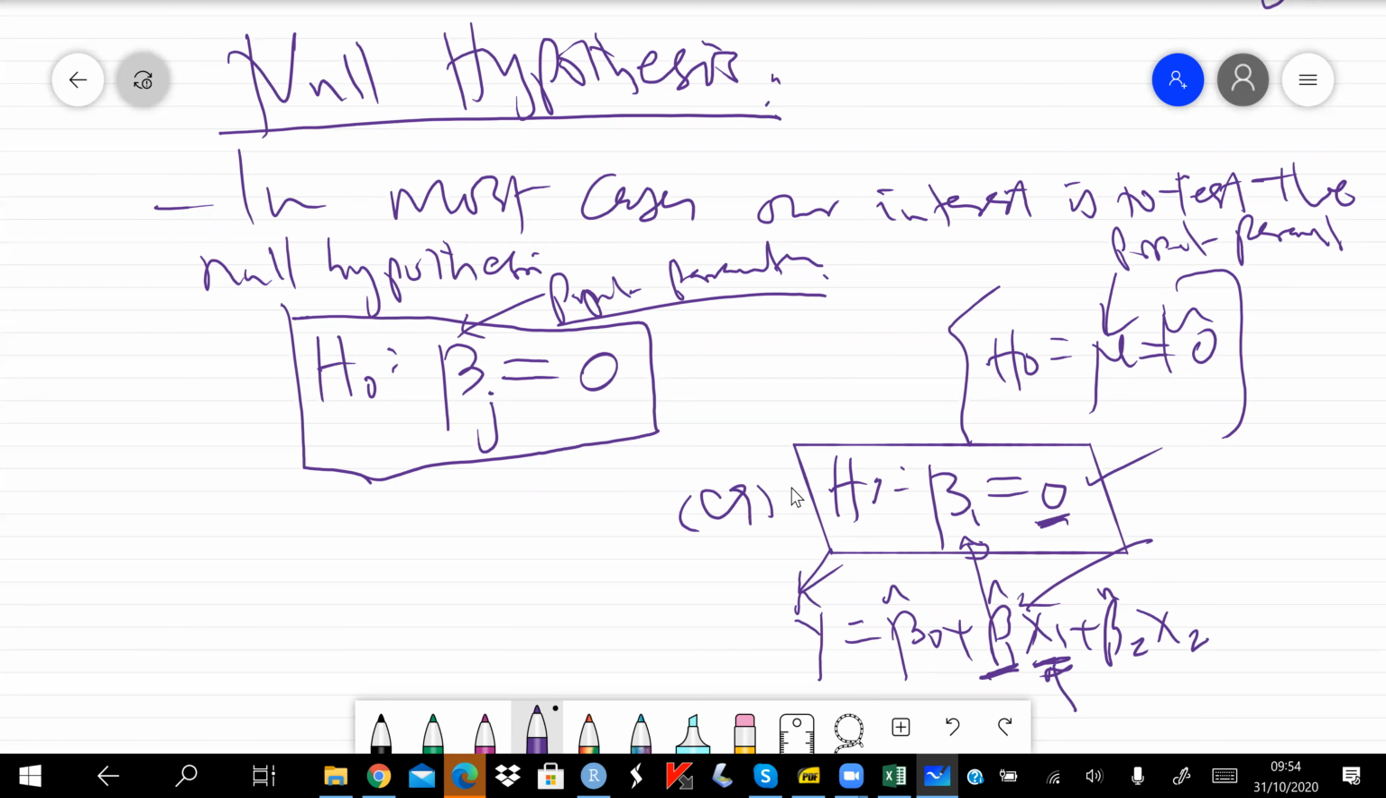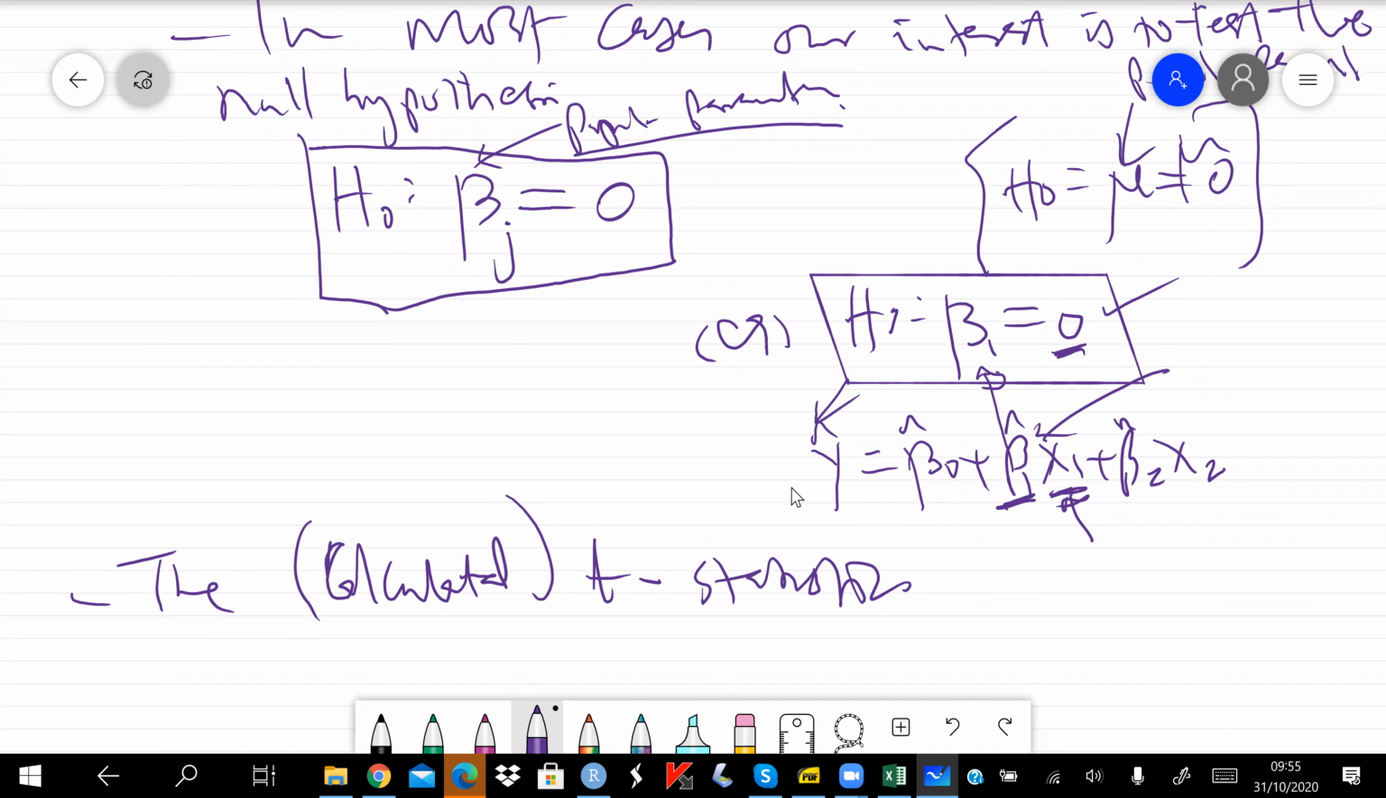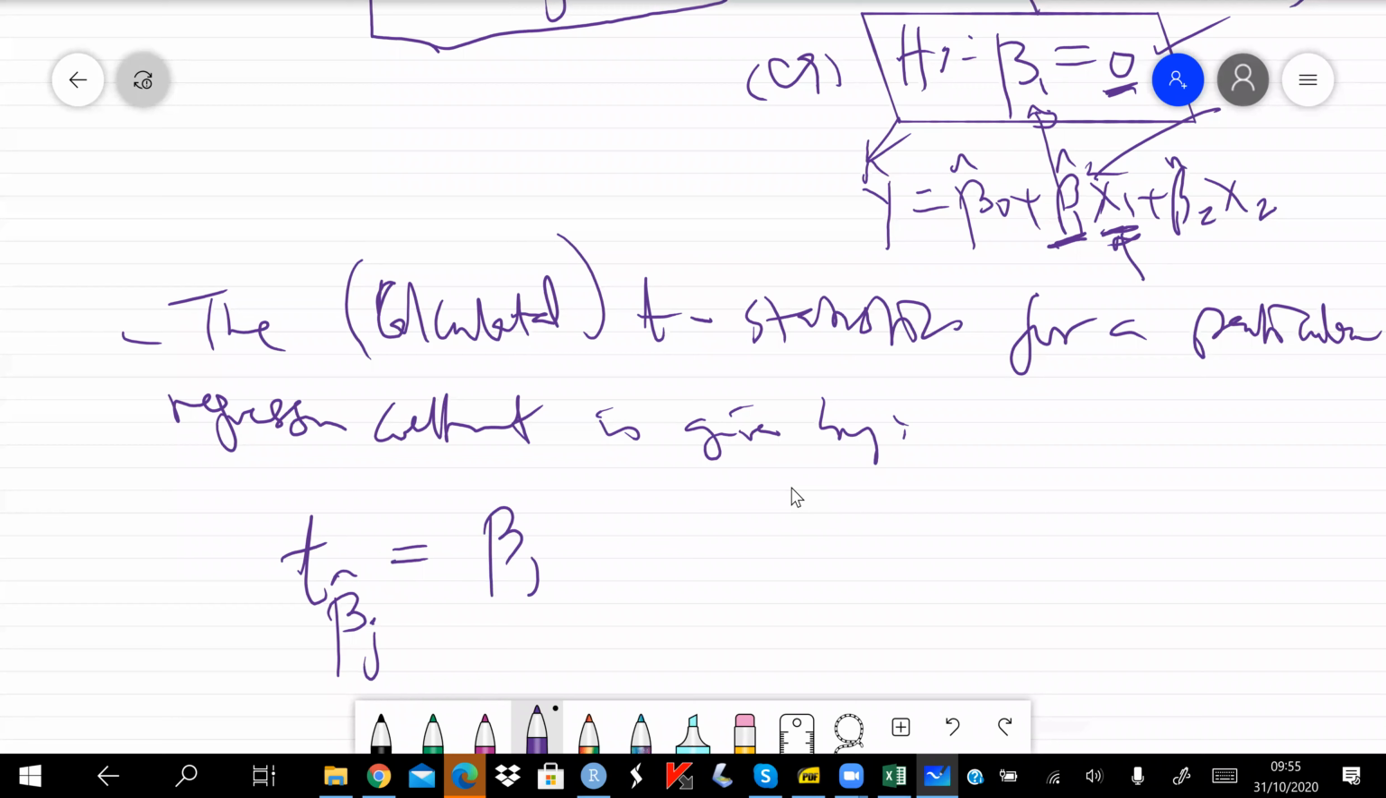We are testing whether the effect of the given independent variables is actually 0 on the dependent variable. Okay. Then we say that the calculated T statistic for a particular regression coefficient is given by, so you say T of beta j, T of beta j estimator is given by beta j estimate.